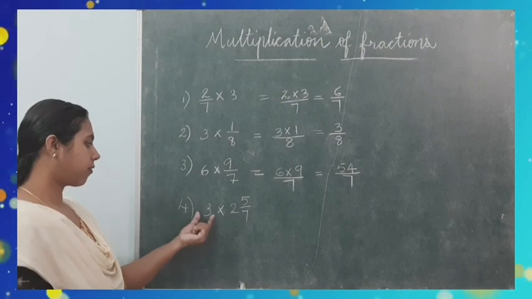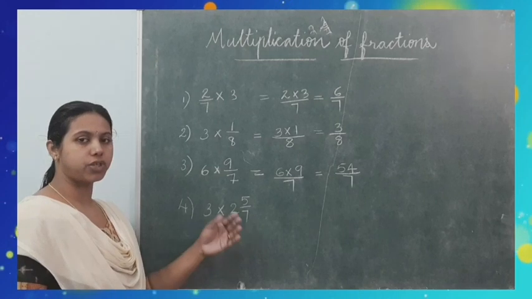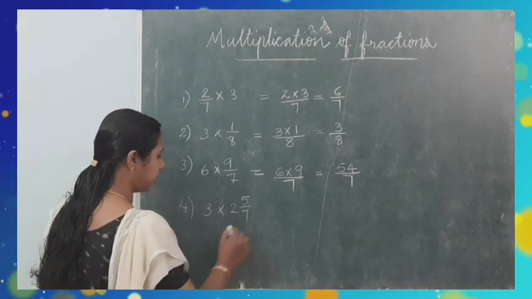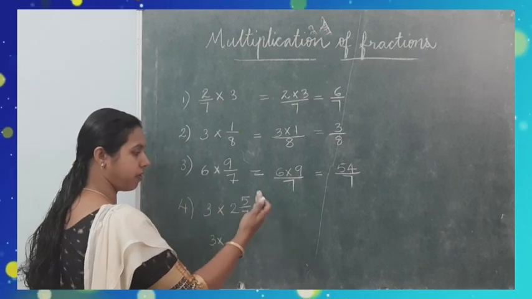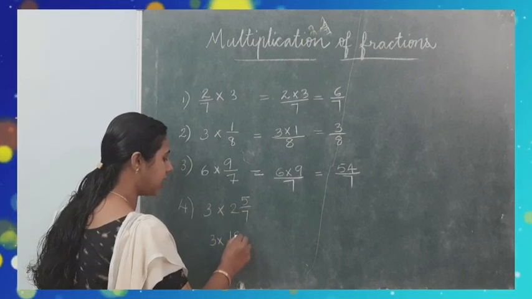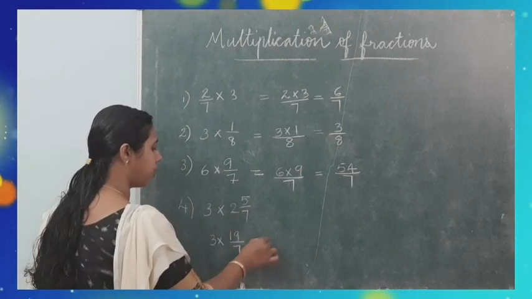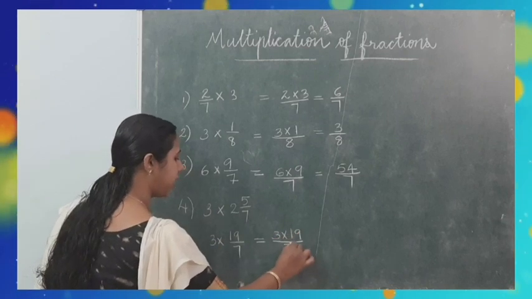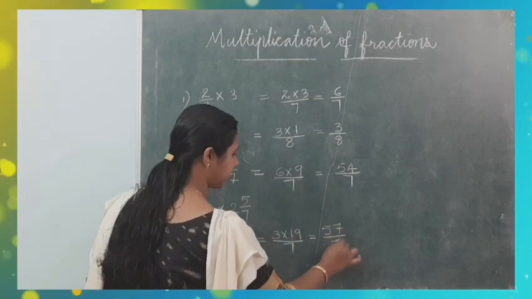The next one is a whole number and a mixed fraction. If there is a mixed fraction, change it into an improper fraction, then multiply. So first of all, 3 into 2 5 by 7, you want to write it in the improper form. 2 sevens are 14, 14 plus 5, 19 by 7. Now 3 into 19 divided by 7, which is equal to 57 by 7.